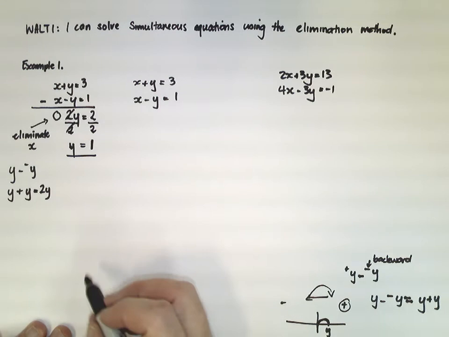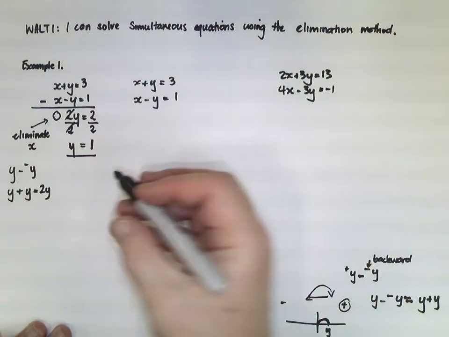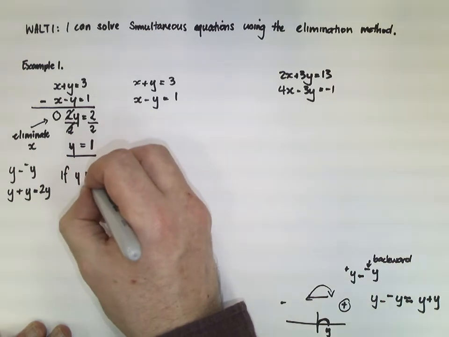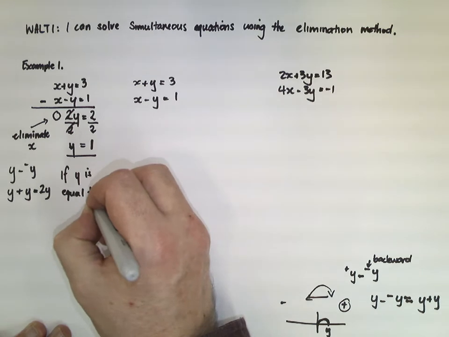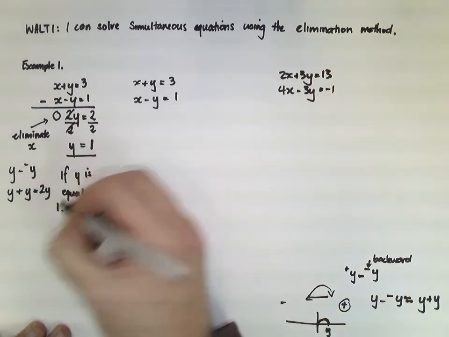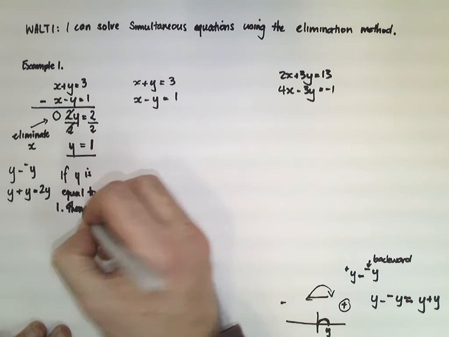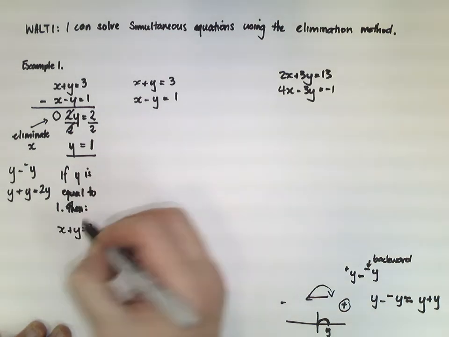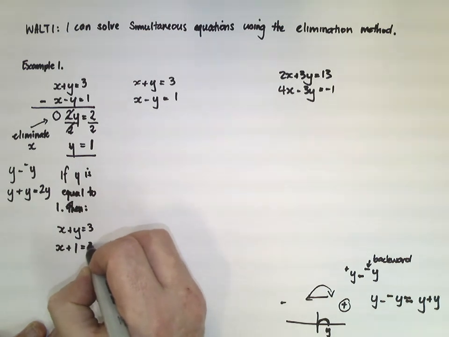It is 1. Now, if I looked at this, I would probably say, okay, if y is 1, so if y is equal to 1, then x plus y is equal to 3, and I told myself that y was equal to 1.